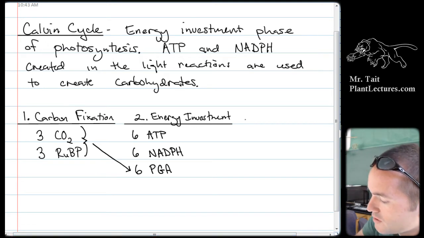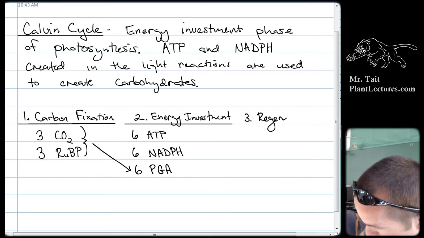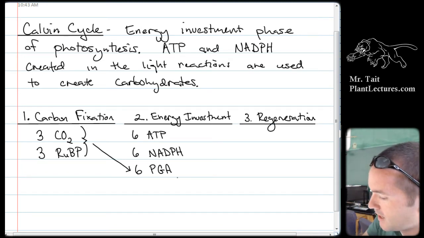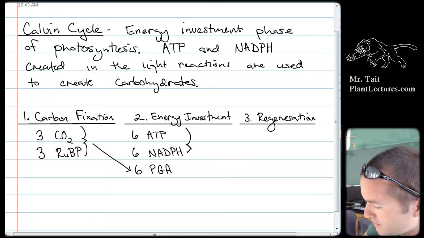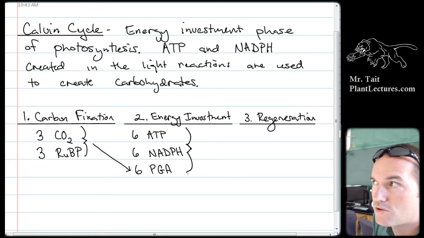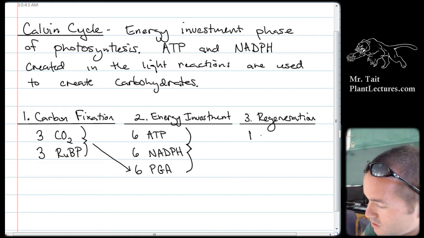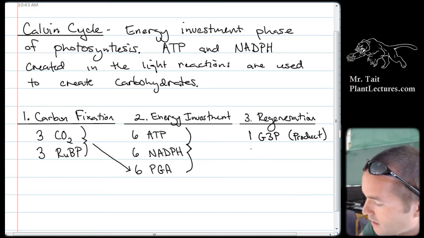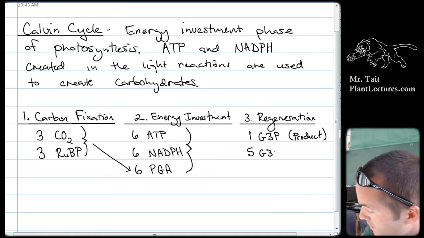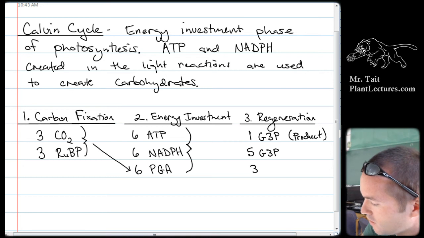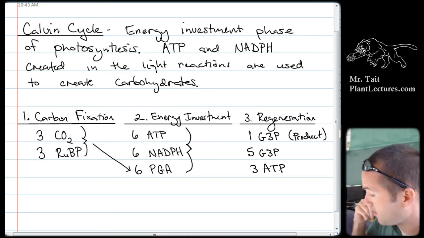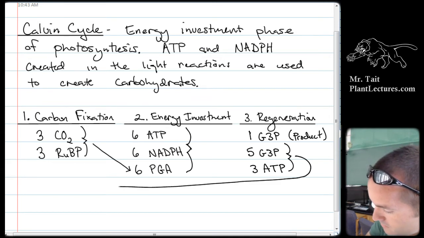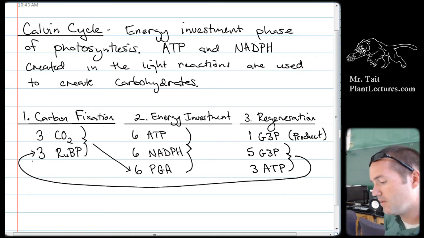And then the last step, you are going to do regeneration. And you're going to have these 6 PGAs, and when they combine with ATP and NADPH, they're going to form something that is called G3P. Okay? And so you're going to end up with 1 G3P that is a product. You're going to end up with 5 G3Ps that are going to be used to regenerate, and you're going to need 3 ATPs to do that. And when you combine these 5 G3Ps with the 3 ATPs, those are going to create RuBPs.